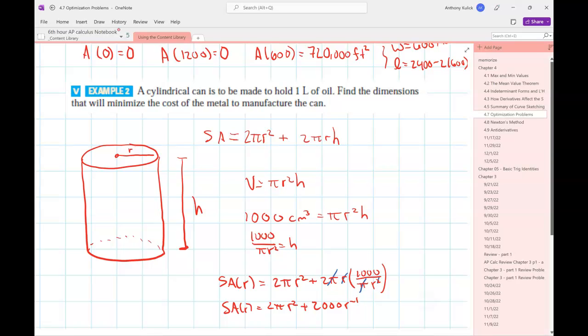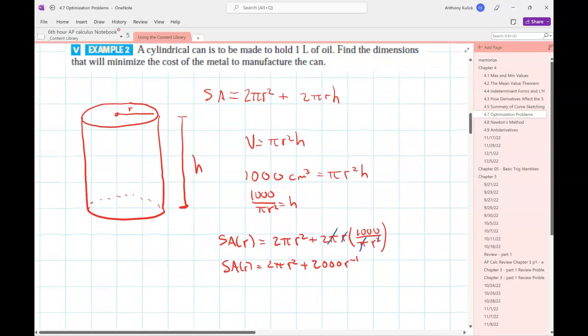Domain, what can we say about R? R has to have a minimum of at least 0. Well, R can't be 0 because it would make the derivative undefined. Well, yeah, or make the function undefined. So we know at least R has to be greater than 0, right? Can't actually equal 0 because if it did, SA would be undefined.